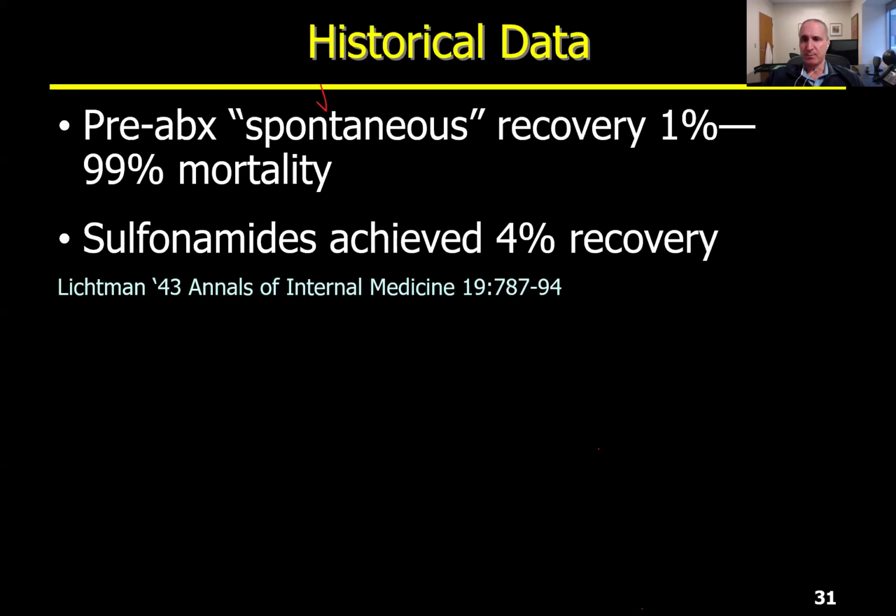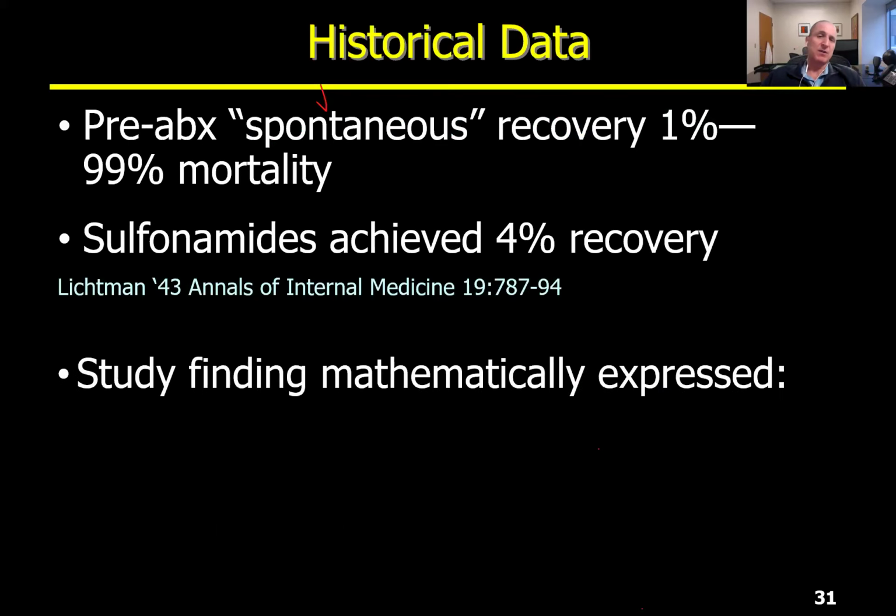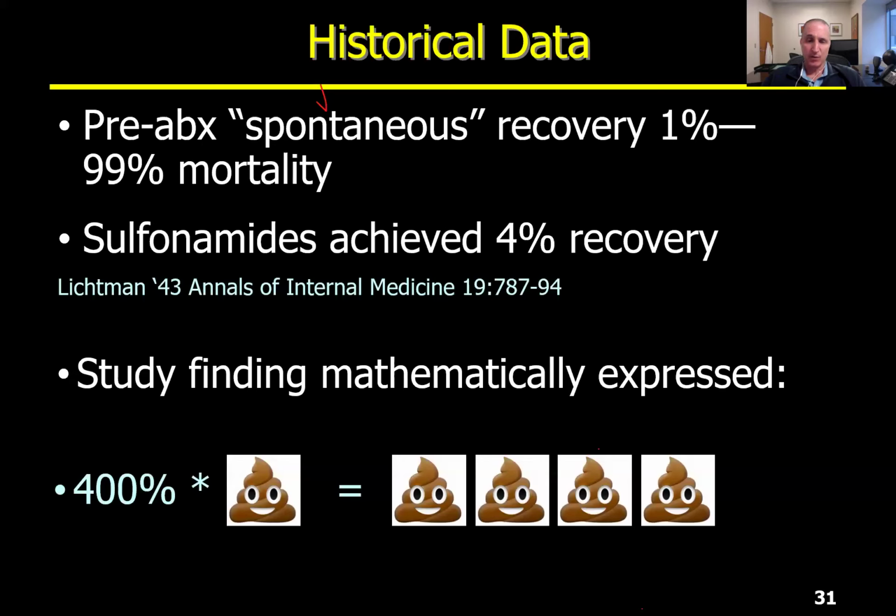What he reported was that before sulfa, endocarditis was almost uniformly fatal. Its mortality rate was greater than 99%. There was less than 1% recovery rate. Now, sulfa did better than that. It got you to a 4% survival rate, which is better than less than 1%, but could be mathematically summarized as 400% of a not very good outcome. Nobody was impressed by this.